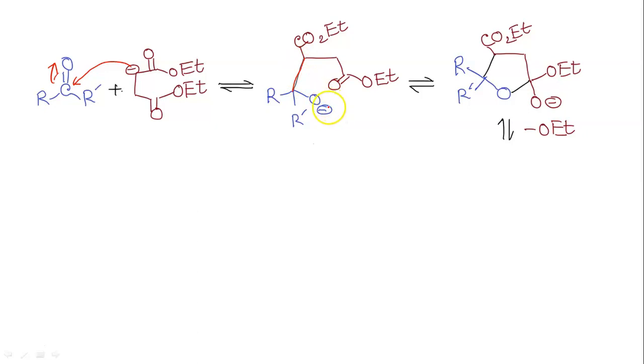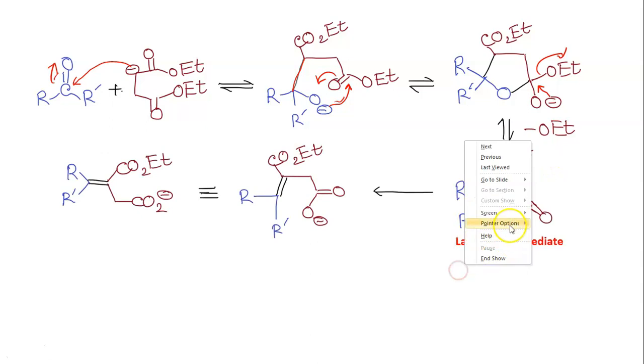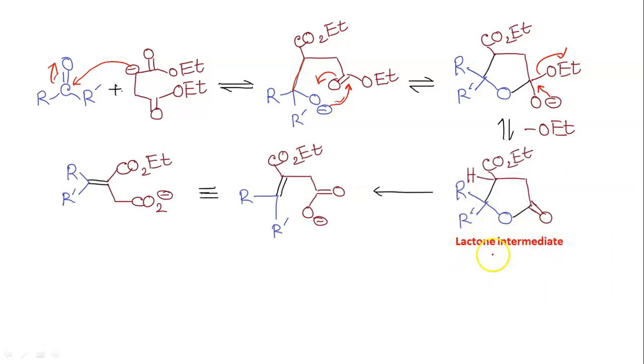Now this negative charge, if it attacks the carbonyl carbon of the other ester group, then negative charge will be generated over oxygen, and this negative charge, if it is pushed, then OEt will be removed. Okay, so minus OEt. Now we will get a lactone intermediate. So this type of cyclic ester is known as lactone. So this CC bond is generated first. After that, the second bond is generated.